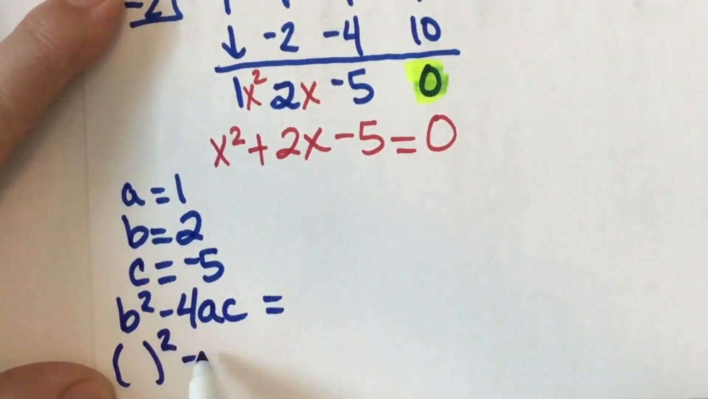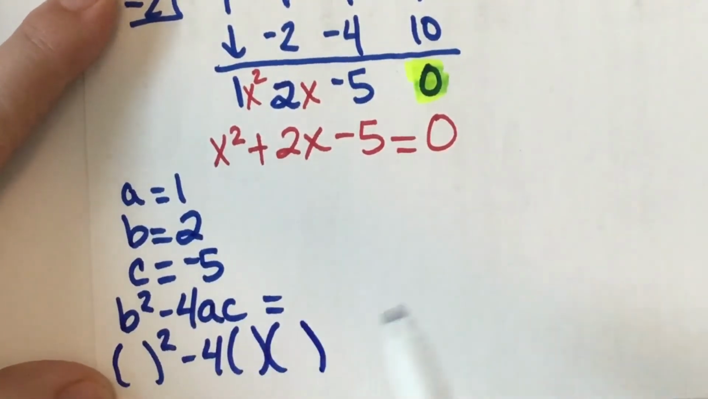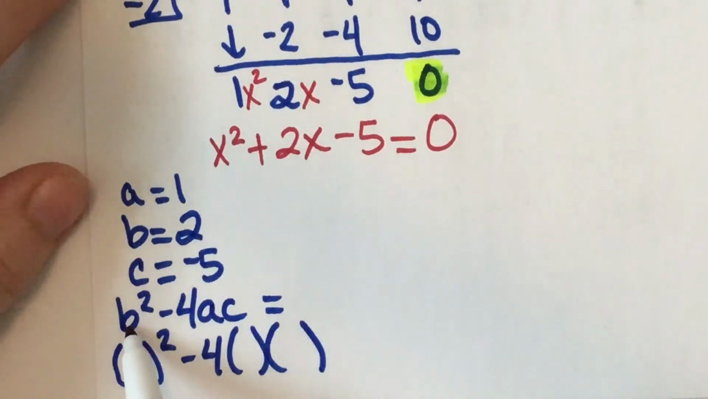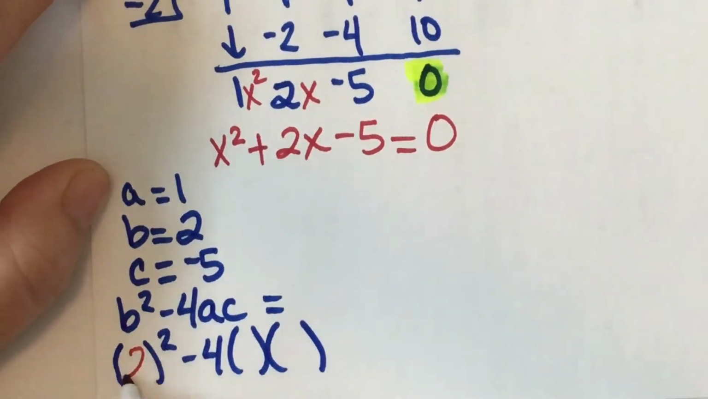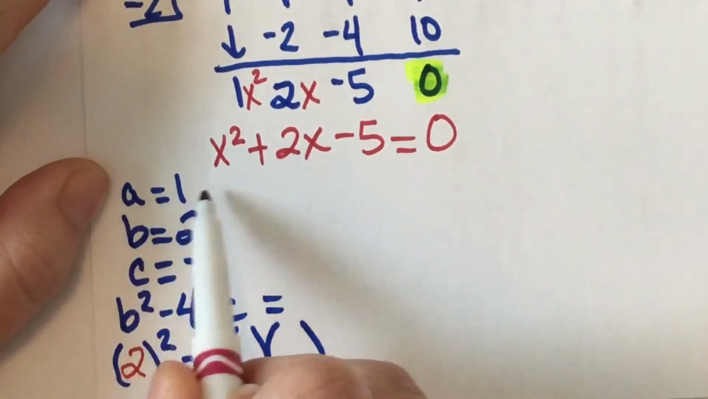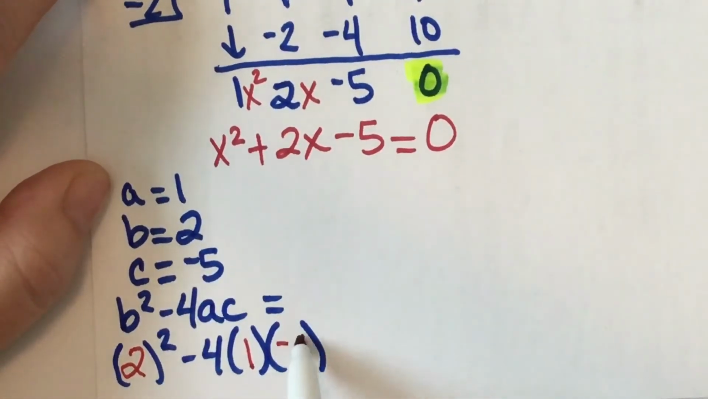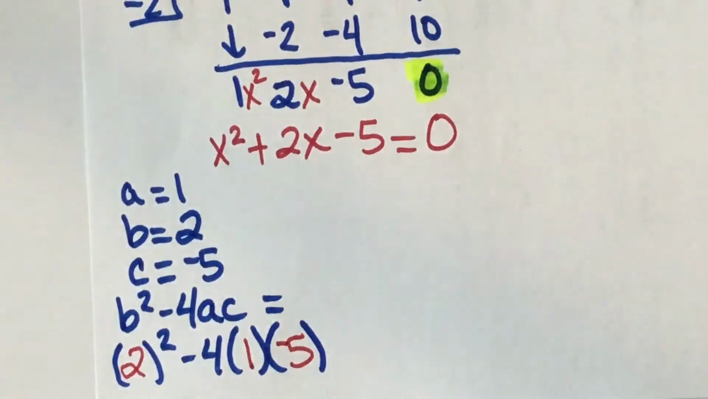Parentheses where the b is, parentheses where the a is, parentheses where the c is. Into my b, I'm going to put a 2. Into my a, I'm going to put a 1. Into my c, I'm going to put a -5. Okay, and then I'm going to calculate that.